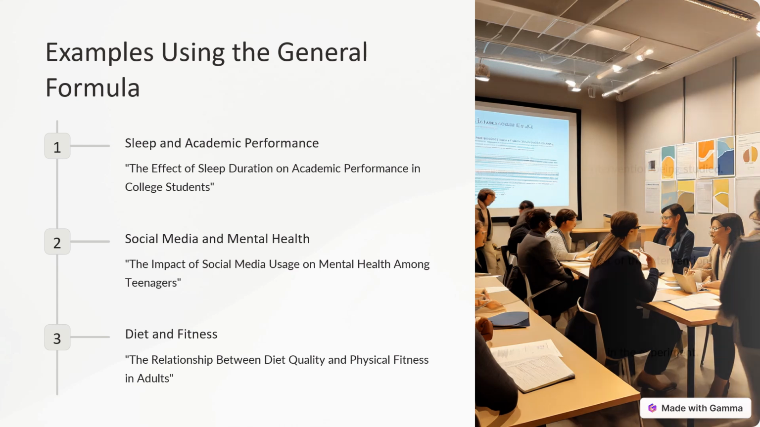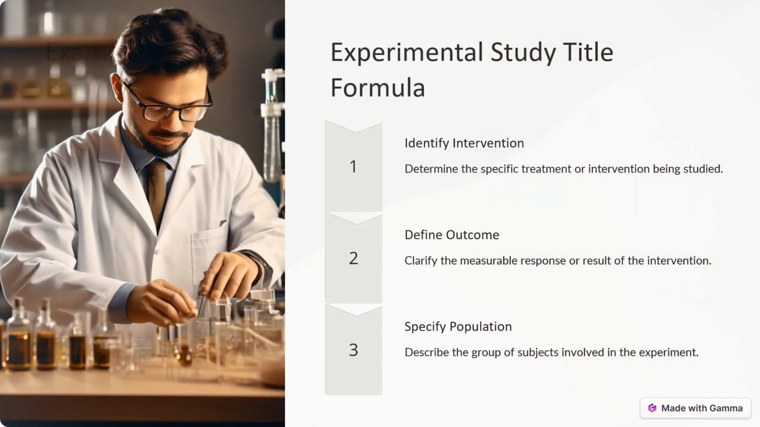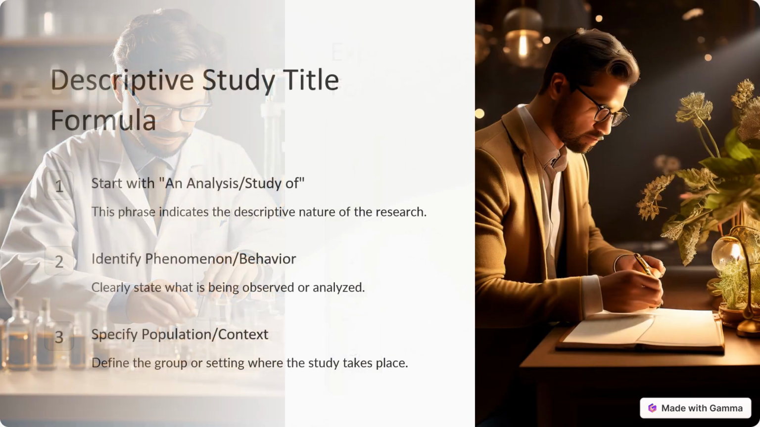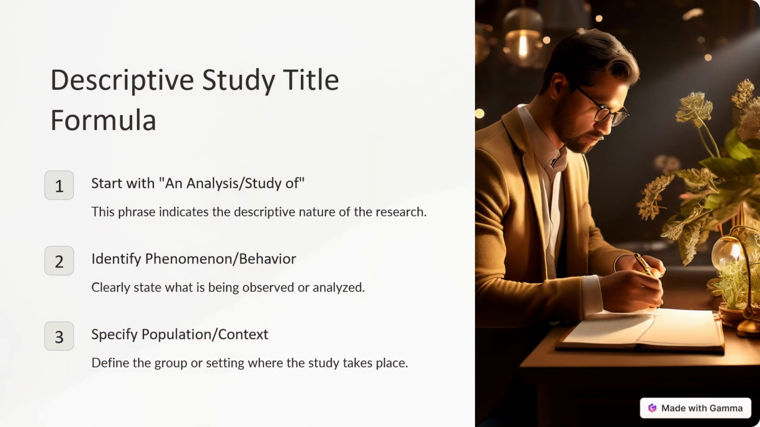Example: the impact of cognitive behavioral therapy on anxiety levels in high school students. Descriptive study. Formula: an analysis/study of phenomenon/behavior in population/context. Example: an analysis of online learning preferences among college students. Comparative study. Formula: a comparative study of variable 1 and variable 2 in population/context. Example: a comparative study of traditional and online learning environments in higher education.